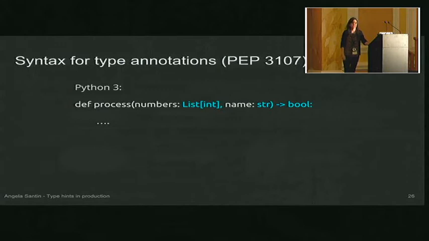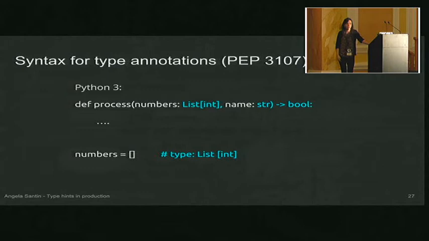So what does this syntax look like? In Python 3, we have function annotations. In the case of function annotations, you can see I've annotated two variables with list of integers. The name is a string, and the return type is a Boolean. So that's for function definitions. If we're dealing with variables, the syntax is not as pretty. You have to put it inside a comment, but it works. So in this case, we're telling our static type checking tool that we have a list that is of type integer.